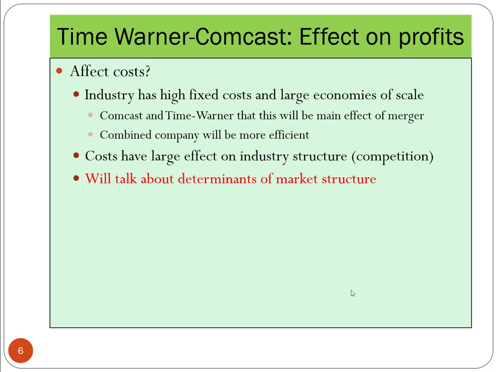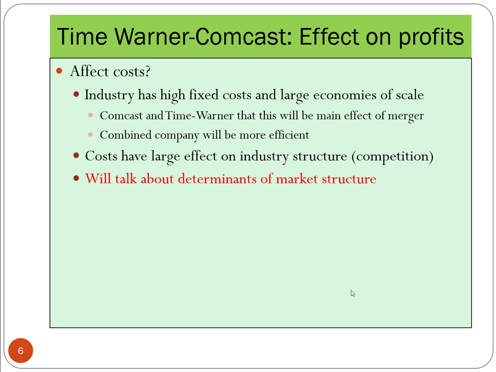So how did we expect it to affect costs? And we'll talk about costs in general, but the idea is that the industry has a lot of high fixed costs, or what we call large economies of scale. And that means when they merged, they thought they could save a lot of money. So rather than having, for example, two marketing divisions, they'd only need one.